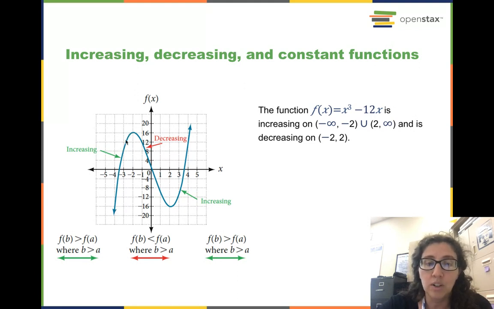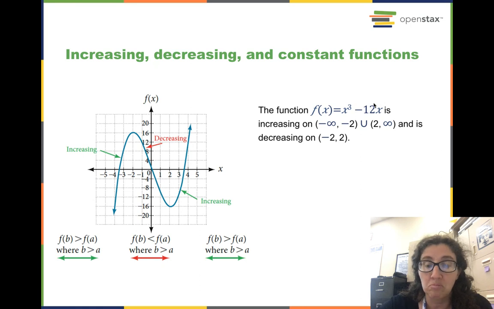Well, it's increasing on this interval here, all the way from forever up until it looks like -2 on the x-axis, right? All the way from negative infinity up to -2, the function is increasing. And then, as we move along the axis here, we're decreasing along this interval here from -2 to 2 on the x-axis, right? So the interval we're looking at is along the x-axis. And then it's increasing again from 2 up to infinity, okay?